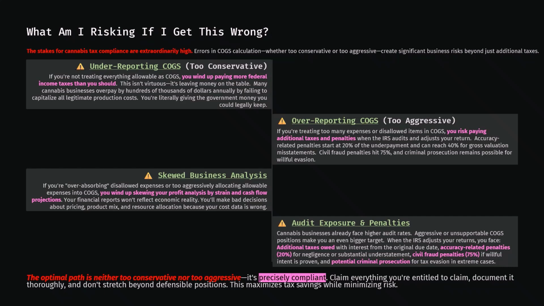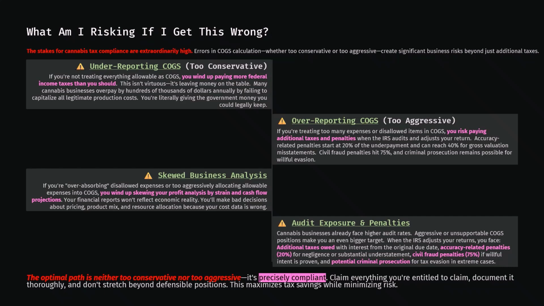And the second mistake is, on the other hand, getting too aggressive. So the other side is that you're treating too many expenses as deductible through COGS. Maybe you put in there cashier wages or sales staff or retail rent. And the risk is that now you've got the IRS on your back. You could be facing tax adjustments, back taxes, penalties, even audit flags for possible fraud if it looks intentional.